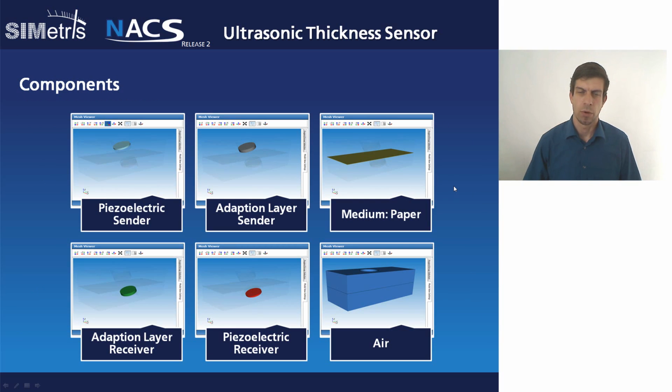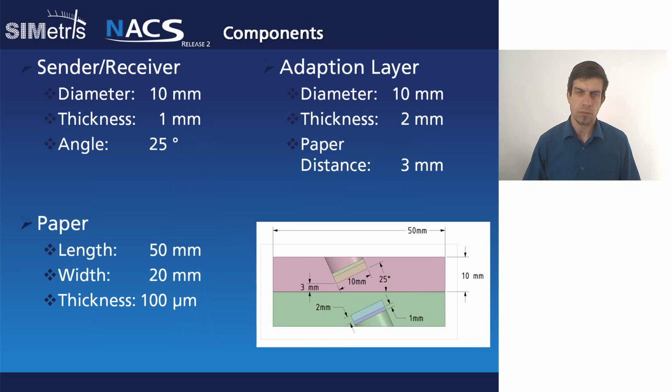So to sum up the components, we've got the piezoelectric sender right here, we've got the adaptation layer on the sender side, we've got the solid media at that point, we've got the adaptation layer at the receiving side, the transducer at the receiving side, and finally the air volume surrounding all of the mentioned components. Here are some dimensions that have been mainly interesting for the first part, where we generated the geometry and the mesh for our simulation.